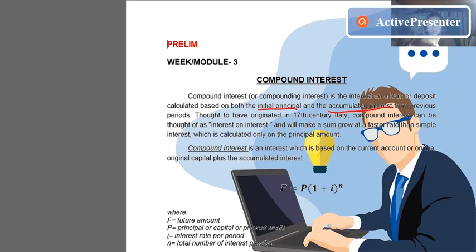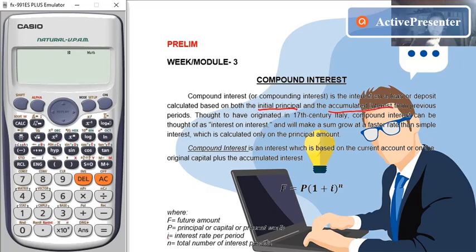amount. So, the difference between simple interest and compound interest, giingon diri, nga ang simple interest, gina-calculate lang niya ang principal amount. While sa ato ang compound interest is i-calculate niya ang initial o ang interest nga na-accumulate. So in short, compound interest is an interest which is based on the current account or on the original capital plus the accumulated interest.